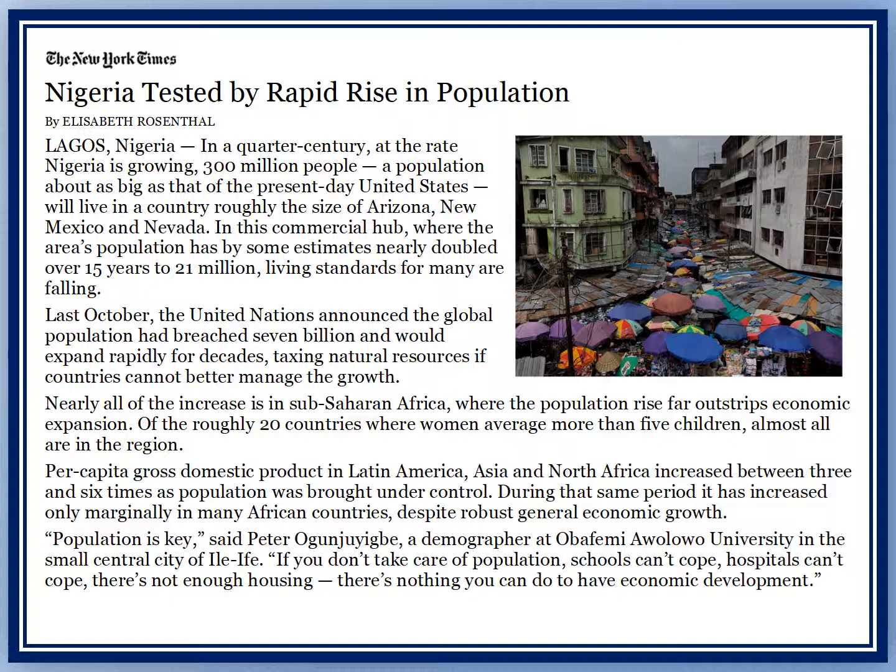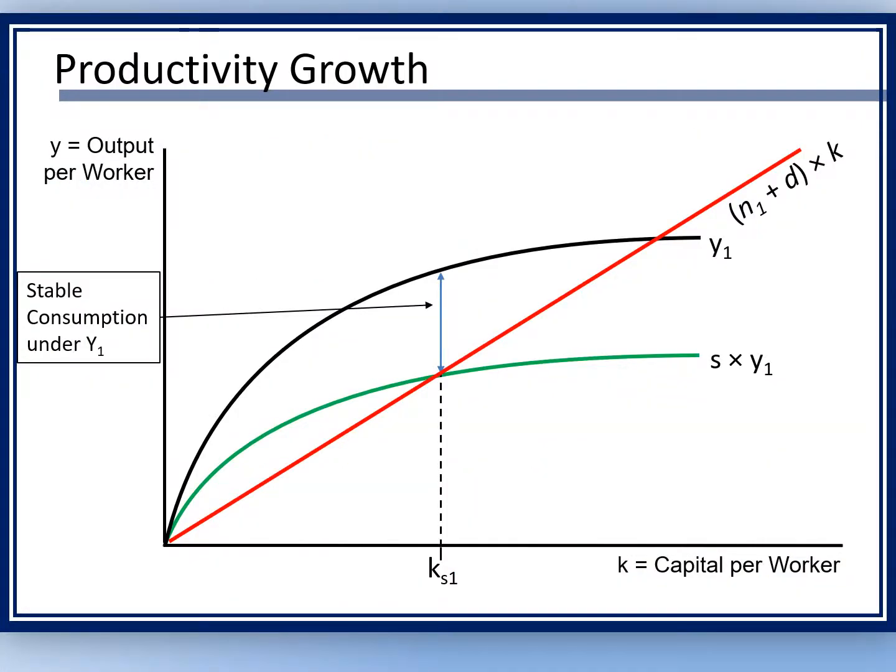What are you supposed to do when your population is growing so fast? Your schools can't keep up, your hospitals can't keep up, there's not enough housing. There's simply not much you can do, so getting population under control is important. Finally, let's talk about productivity growth.